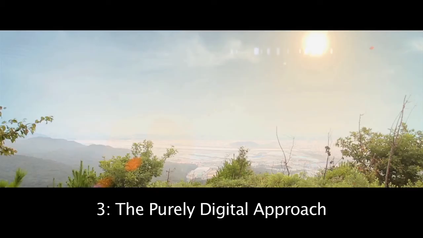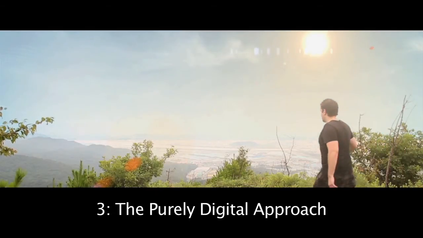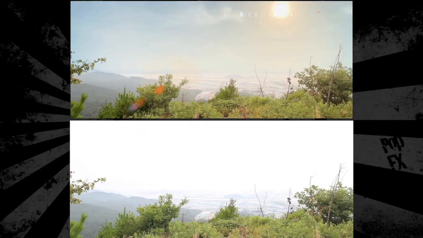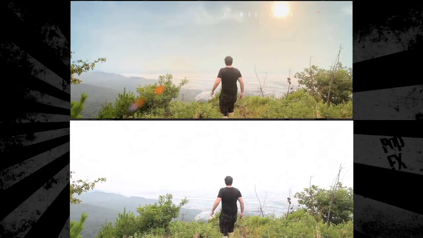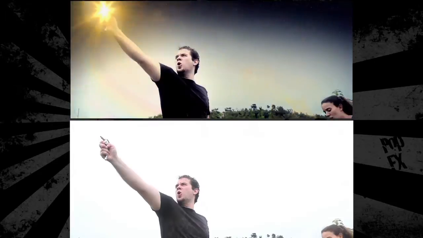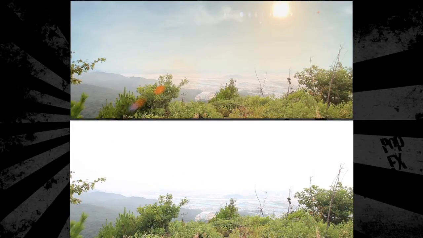And finally, number 3, the purely digital approach, and by that I mean there are no lights at all and we're creating everything in post. In fact, this is what the original scene looked like, completely overcast because it's monsoon season here in South Korea, so I had to go in and add a blue sky using a high-res picture, and created a fake sun using again Video Copilot's Optical Flares.